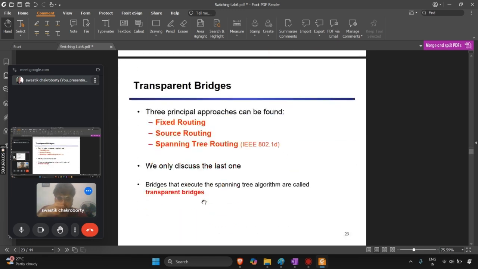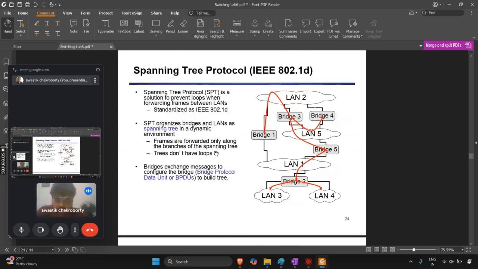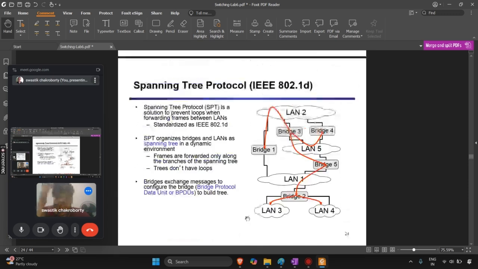Now from there we will go to the next topic, that is spanning tree routing. Spanning tree protocol is a solution to prevent loops when forwarding frames between LANs. It organizes bridges and LANs as a spanning tree in a dynamic environment. To learn more about spanning tree, of course, you have to know data structures, so we will not be going into details of spanning tree.